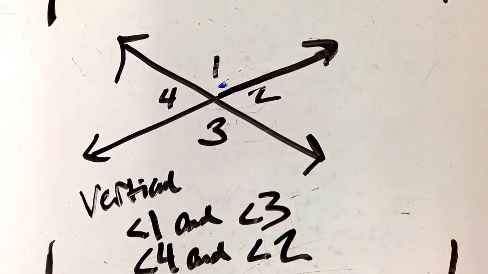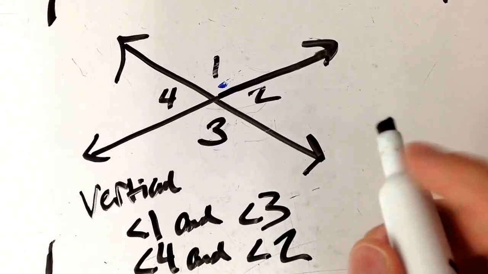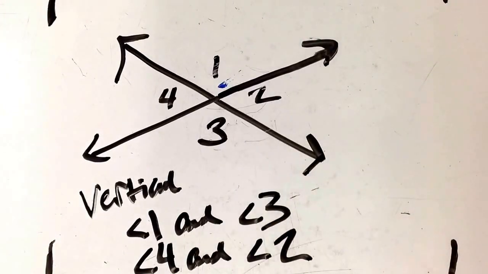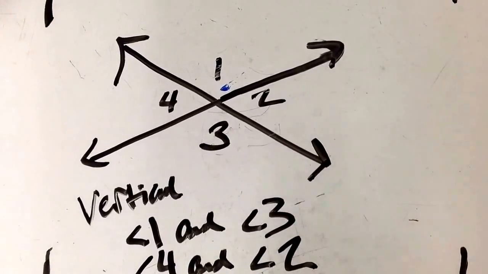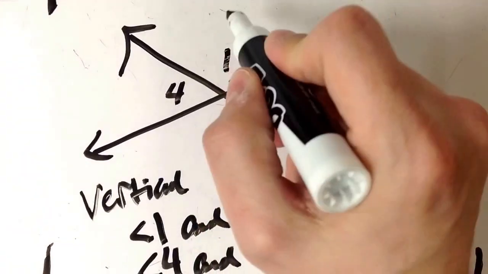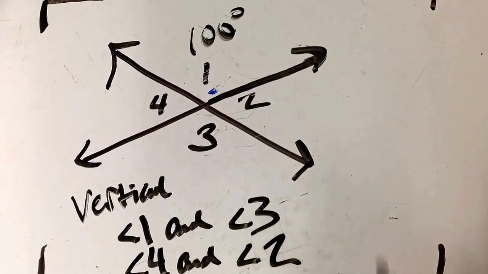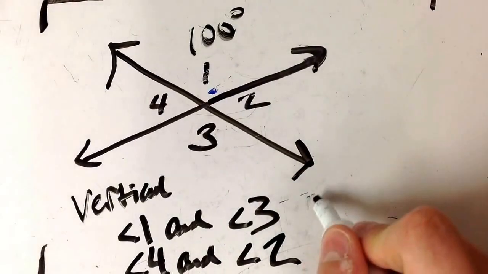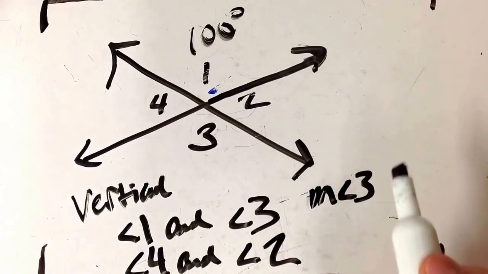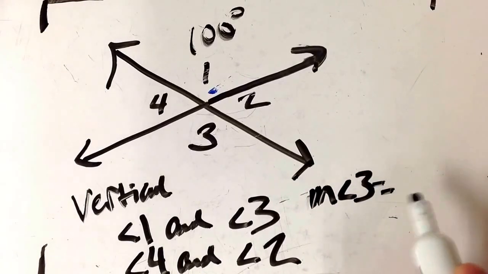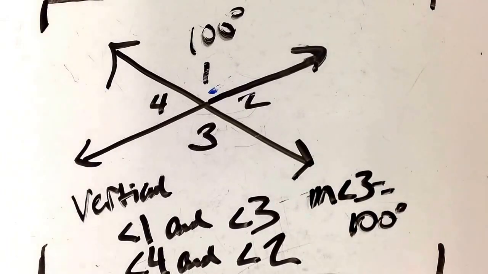Something important that's going to be interesting later on is that vertical angles are also congruent, meaning they have the same measure. So not only are angle 1 and angle 3 vertical angles, they are also equal to one another. If, for example, you knew that angle 1 was equal to 100 degrees, you also know that the measure of angle 3 would be equal to 100 degrees. So vertical angles are equal. Adjacent angles aren't, but vertical angles are equal.